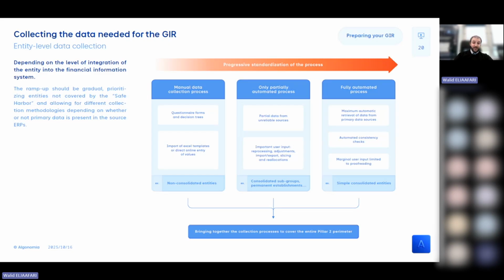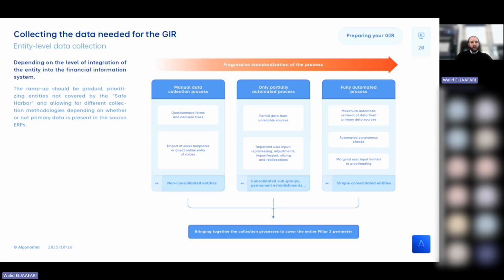But for some entities, you may not have any of the information in any of the tools. You may need to request information directly from the people in charge, the local accountant, for example, in these entities. And what is interesting with our solution is that you have the ability to create a process that will bring together all of this information depending on the level of automation that you can organize for these entities.